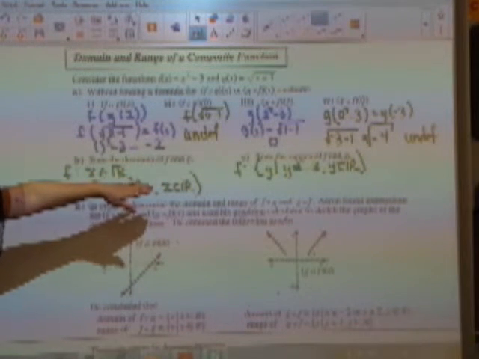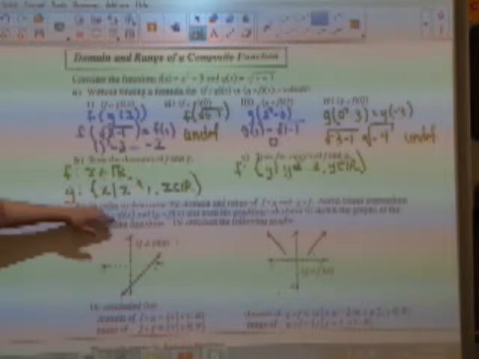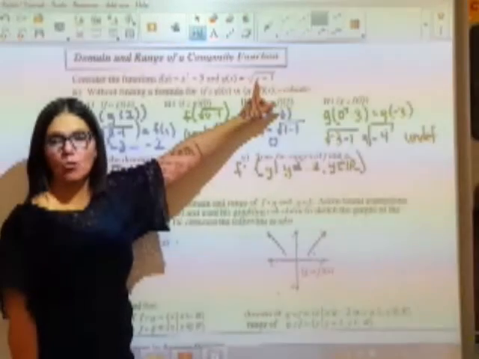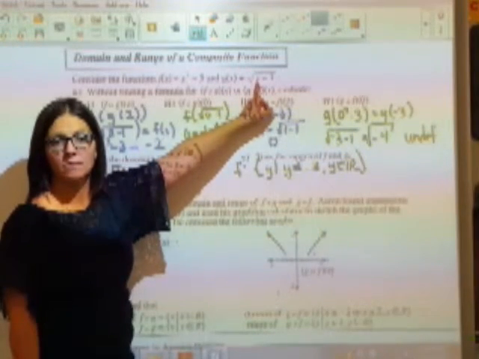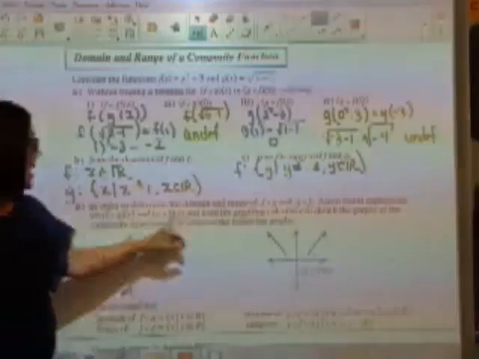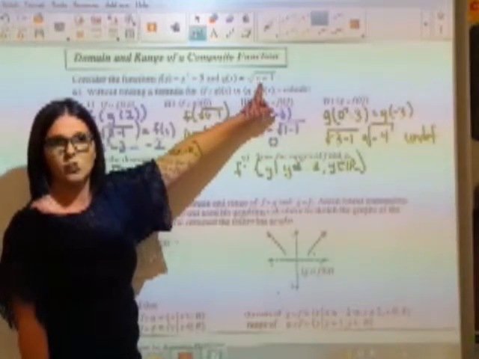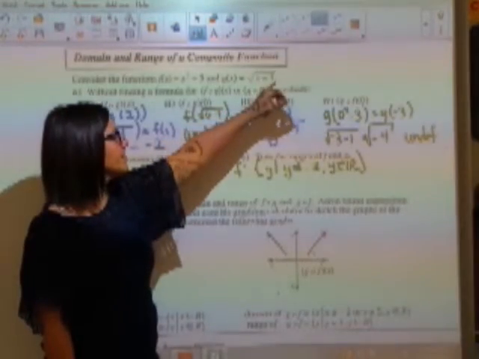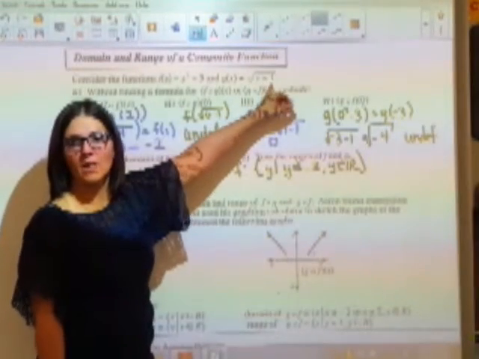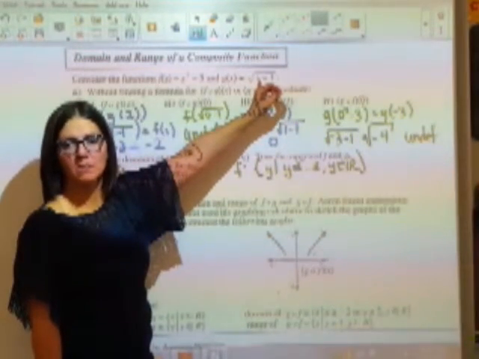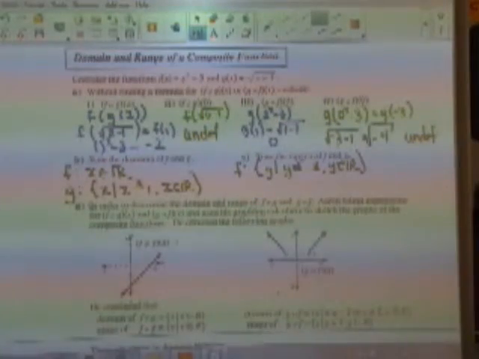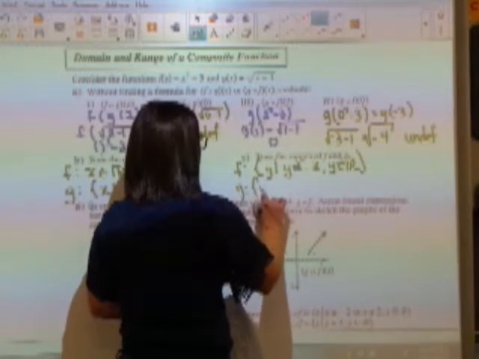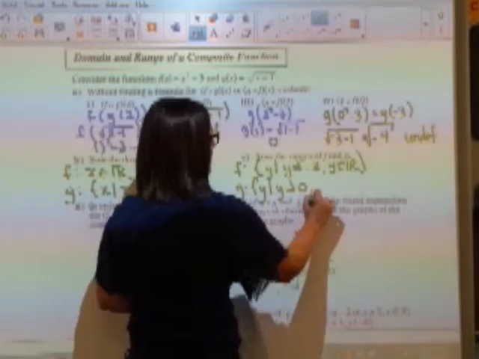If I go to the range of g, I have restrictions. So if I look at what my restrictions are, x has to be greater than or equal to 1. If I put 1 into this equation, what do I get? 0. The square root of 0 is 0. If I put 2 into this equation, 2 minus 1, square root of 1 is 1. If I put 5 into this equation, 5 minus 1 is 4, square root of 4 is 2. So my numbers are starting at 0 and getting bigger. So then my range of values for g is a set of y values such that y is greater than or equal to 0.